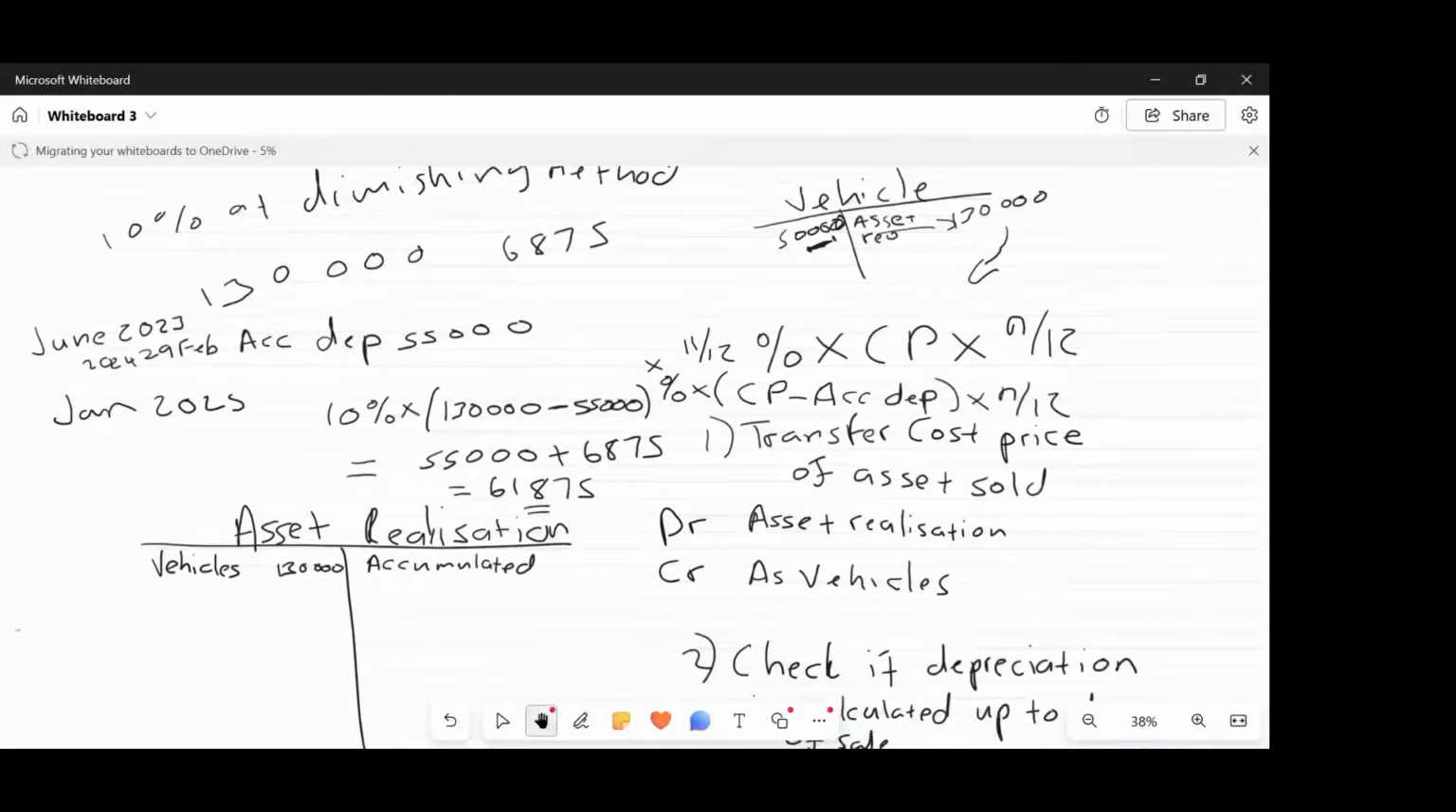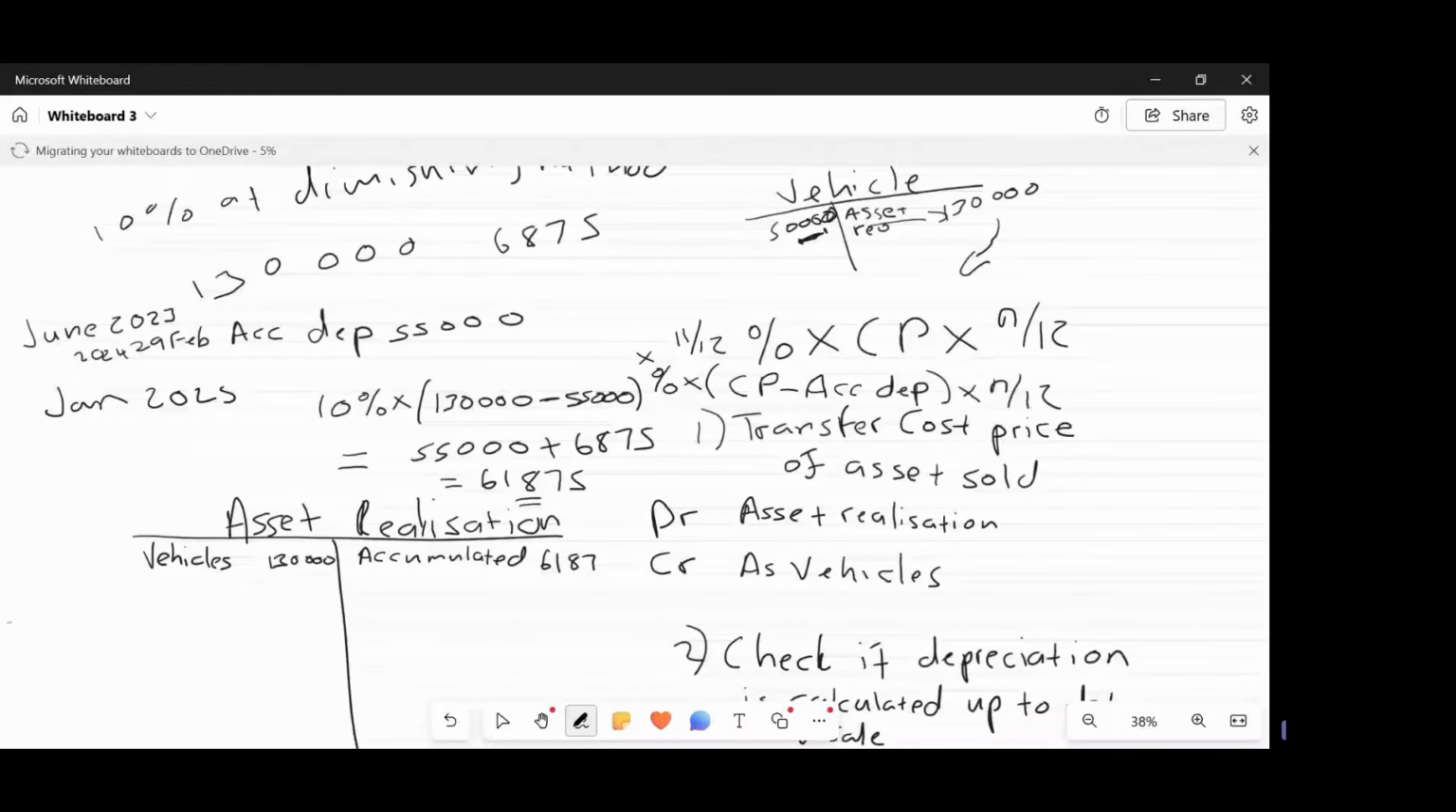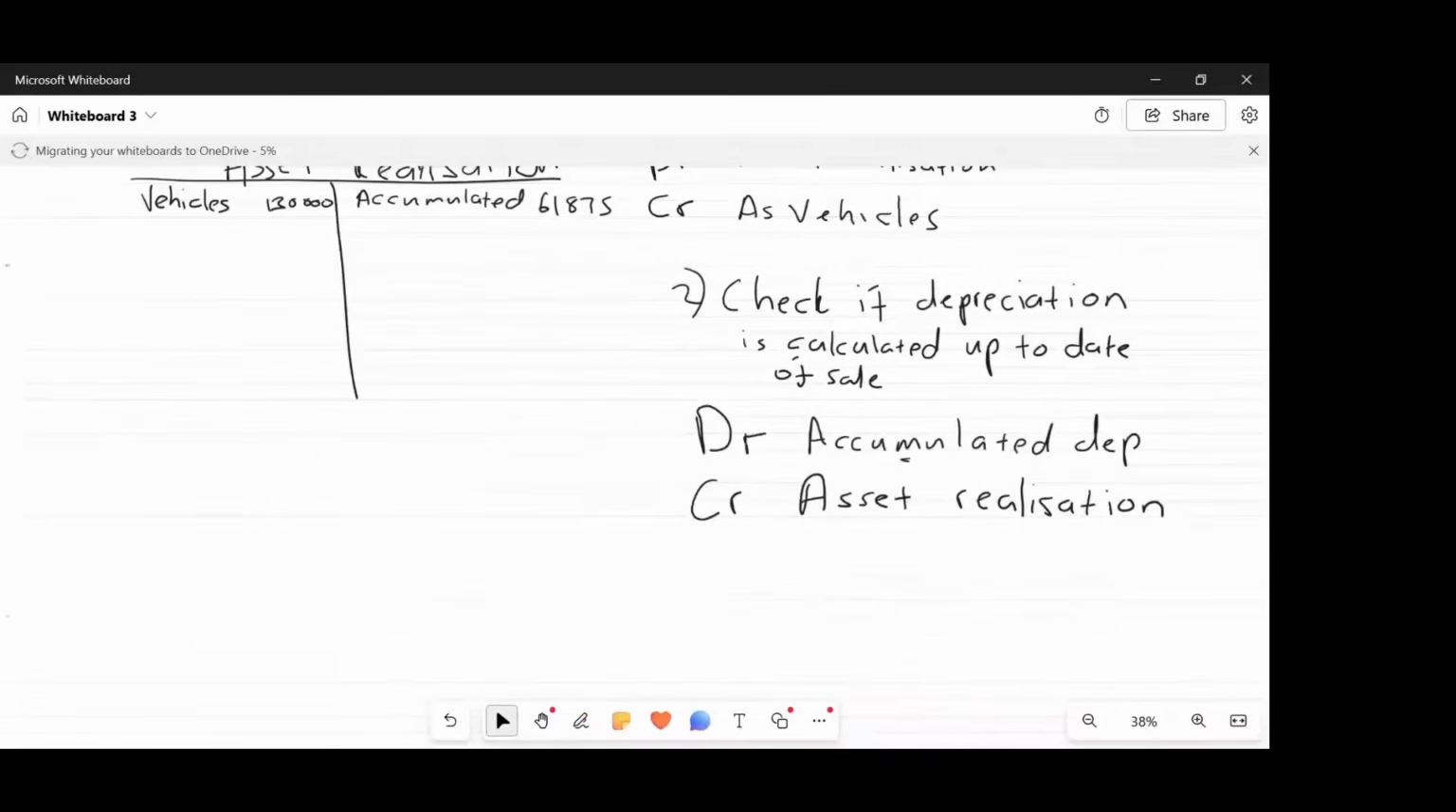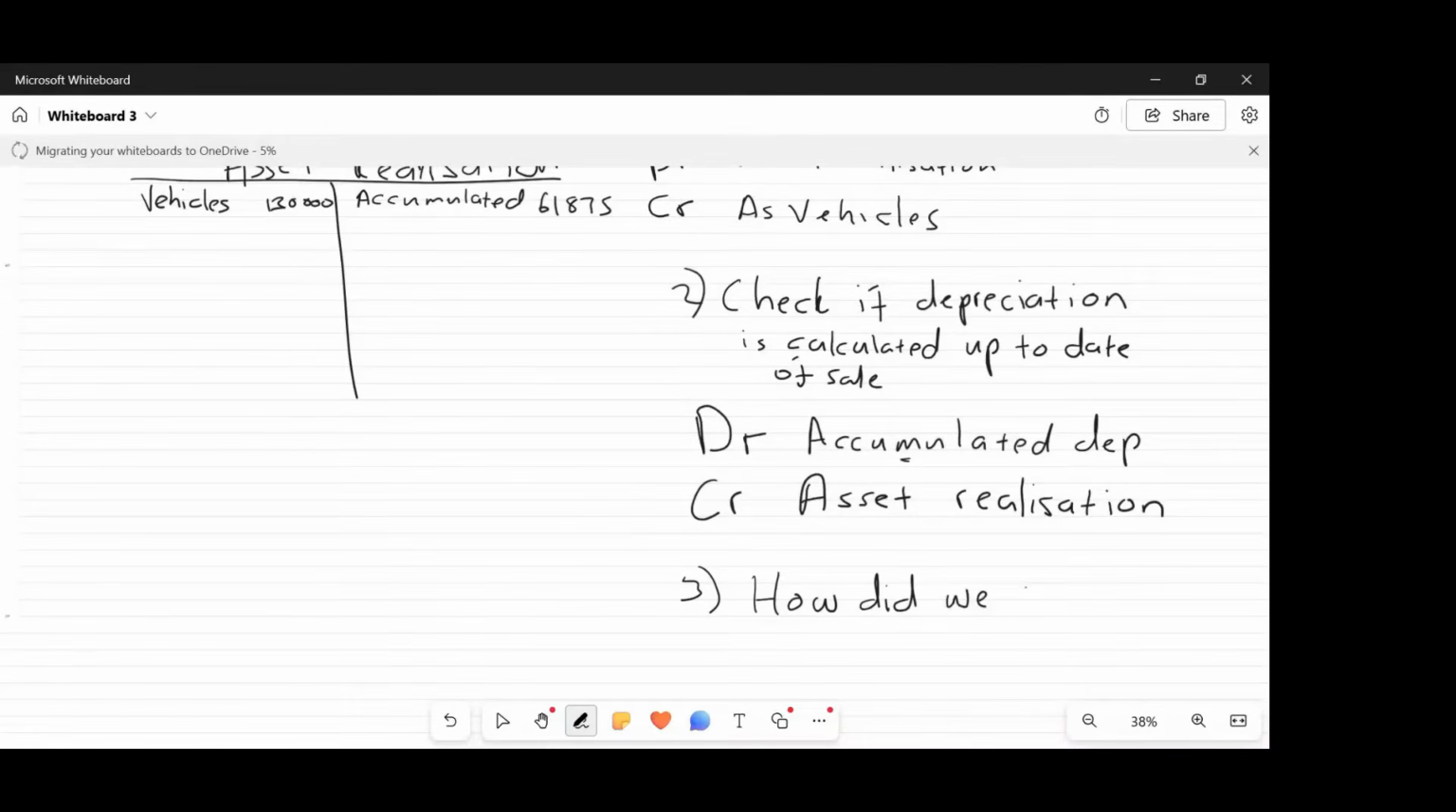61875. And then step number 3, we need to find out how we sold this asset. Was it that we sold it for cash or did we do a trade-in? If it's a trade-in, how did we sell the asset? So that's your step number 3. Sell asset.